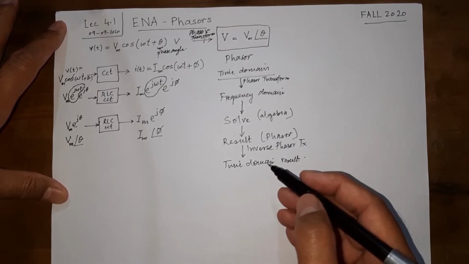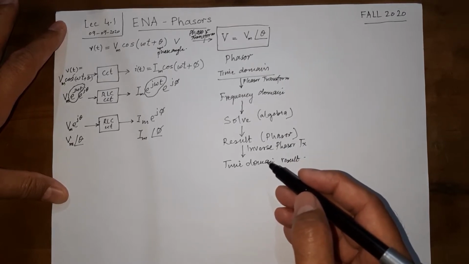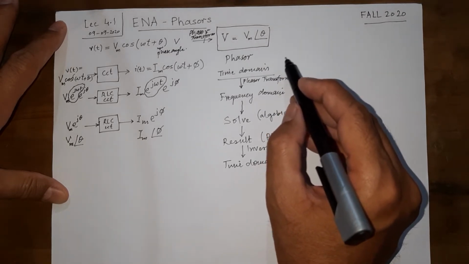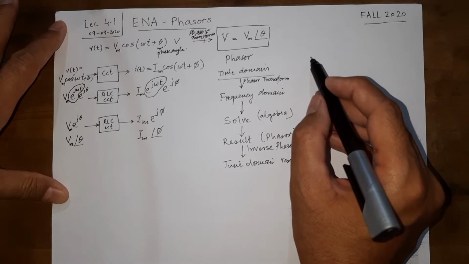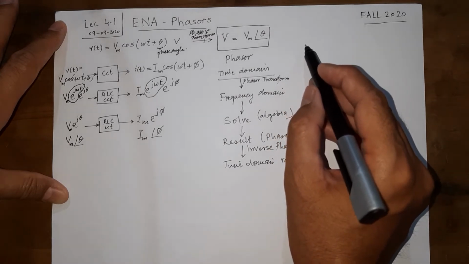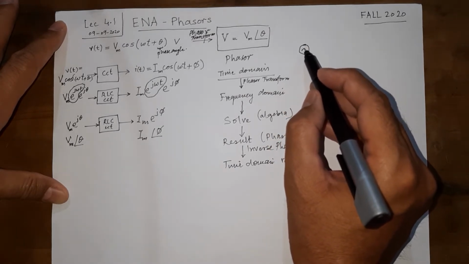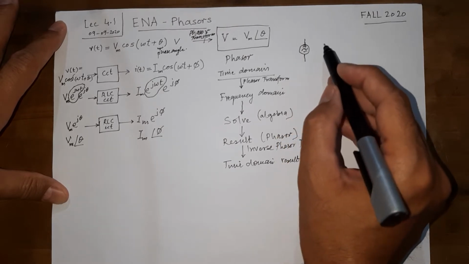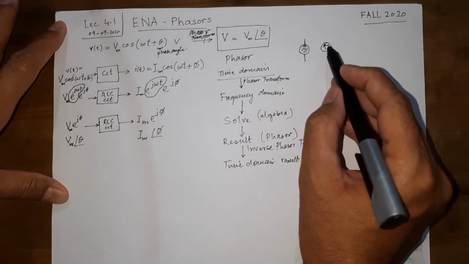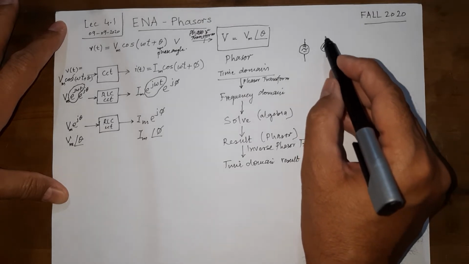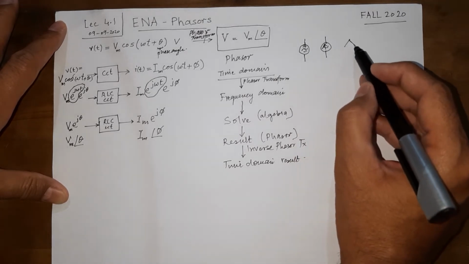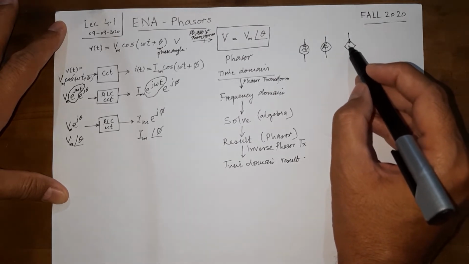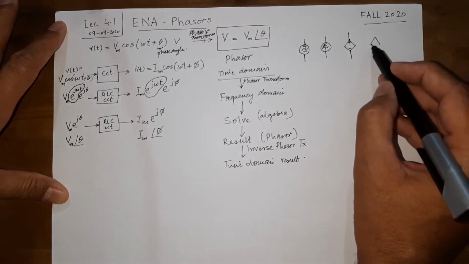This is the process we are going to follow. And what do we have in a circuit in the time domain? We will have sinusoidal voltage sources. They can be independent voltage sources and independent current sources, or dependent voltage sources and dependent current sources.